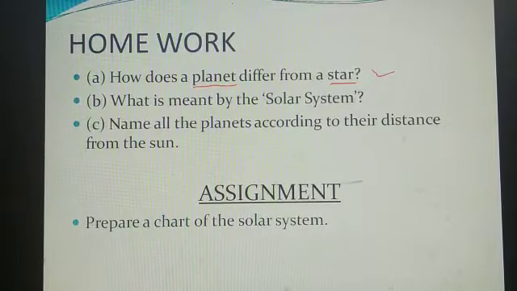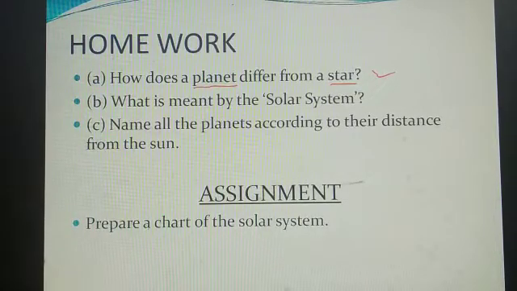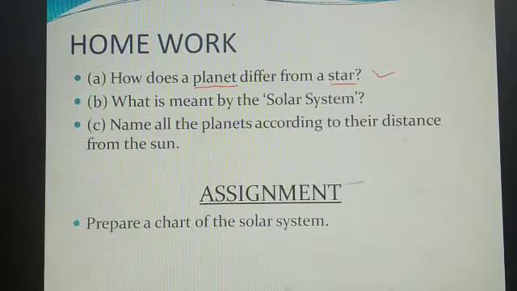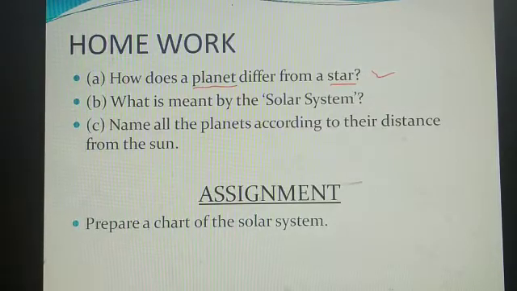And question number B, that is, what is meant by the solar system? Okay, I have given the definition of this one also. So you just read that topic of the solar system. Last one. Name all the planets according to their distance from the sun. So you have to start right from Mercury up to Neptune.